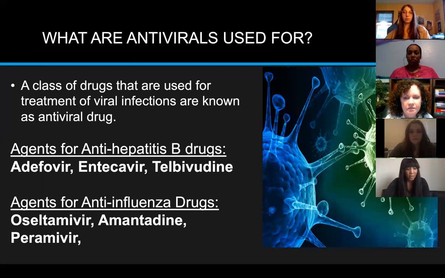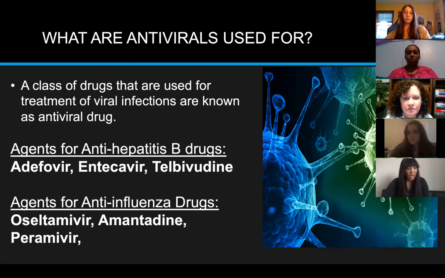Several classes of antiviral drugs include the following: agents for anti-hepatitis B drugs, such as adefovir, entecavir, and tetrabenazine. These drugs are used for the treatment of herpes and varicella virus infections. These infections involve genital herpes, chickenpox, shingles, Epstein-Barr virus infections, and cytomegalovirus infections.